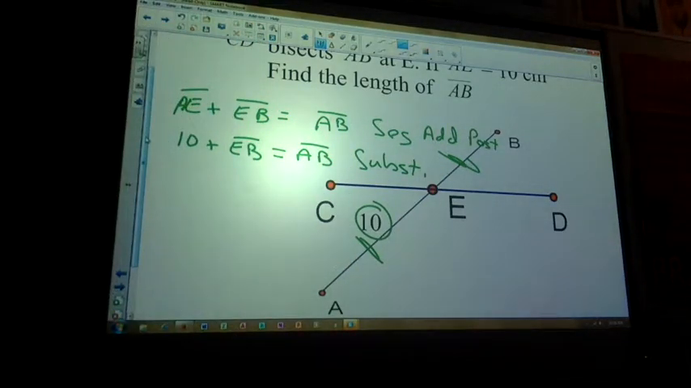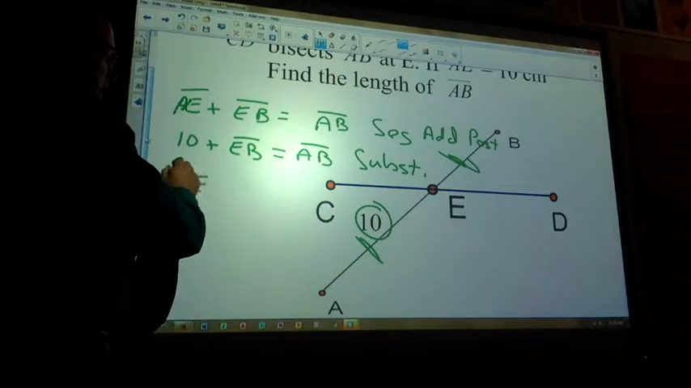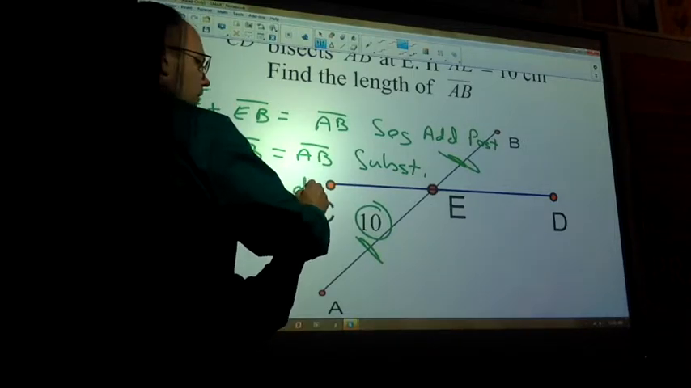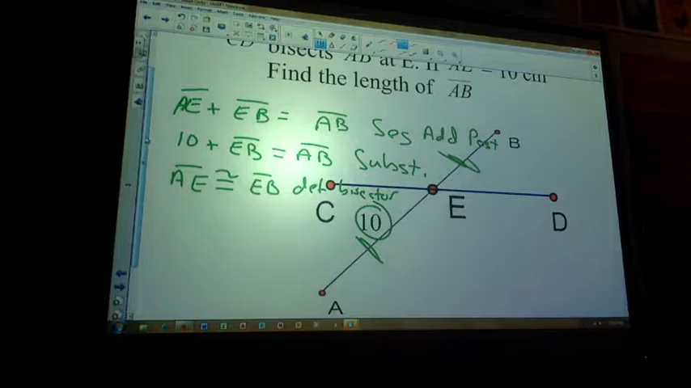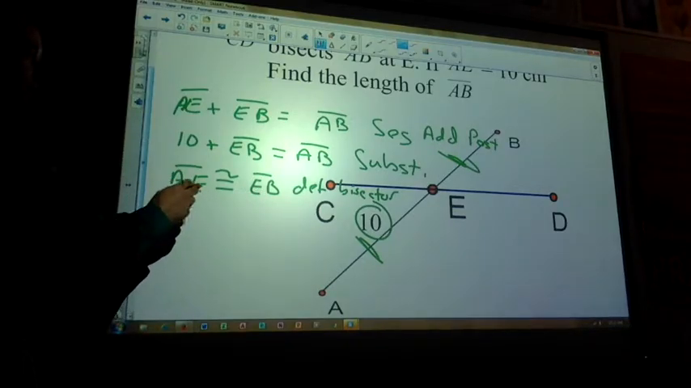Well, if this line cuts this into two equal parts, we could go ahead and say, and I know I'm off a little bit, we could say that we know that AE plus EB is equal to, and as far as segments go, is equal to AB. And the reason we say that is a segment addition postulate, which we talked about yesterday. Okay, so that's kind of a given. So then we could go a little bit further. We could say that we know that 10 plus EB is equal to AB. And the reason we could say that is we use substitution.